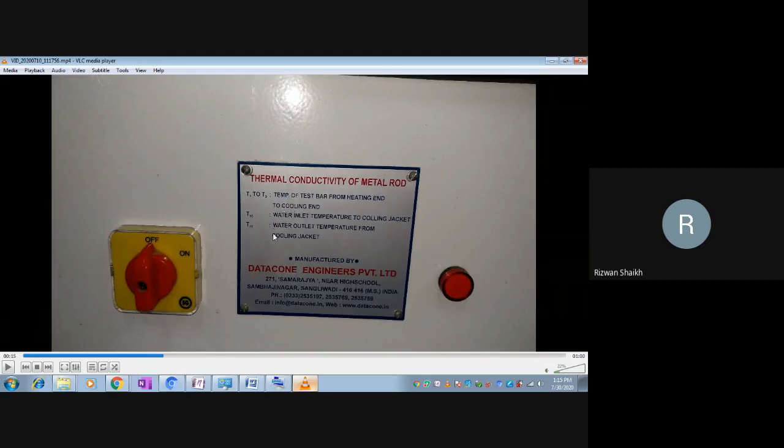Whichever setup we have in the heat transfer lab, each setup will have this nameplate, which will help you understand the number of temperatures. Whatever thermocouples are there in the setup, that thermocouple's temperature is shown on the nameplate. Here it is shown that T1 to T9 is the temperature of the test bar from heating end to cooling end. Do you understand? We have one metal rod, and from start to end of the metal rod, we have a distribution of thermocouples T1, T2, T3, T4 at various places. That you can see here.